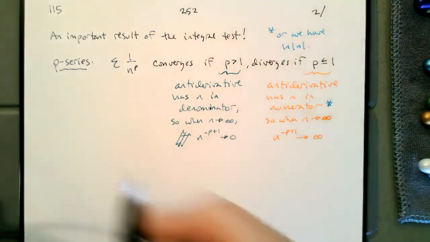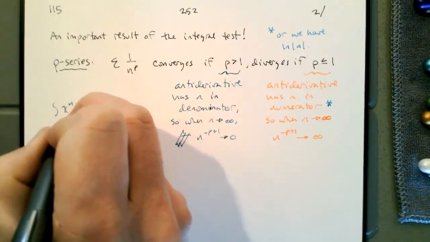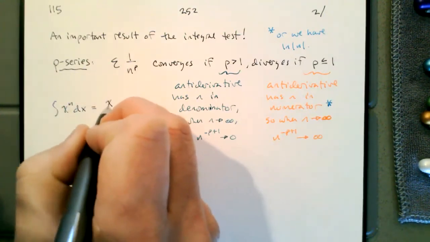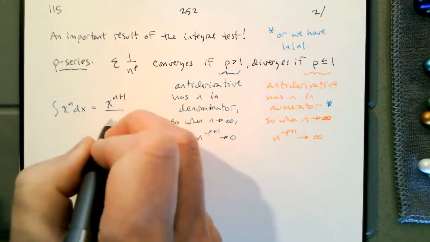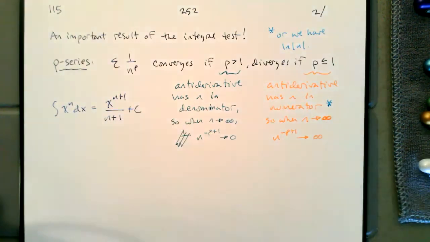So this is just going back to our antiderivative rules. The integral of x to the n dx is x to the n plus 1. We add 1 to the exponent and divide by the new exponent. So an important result of the integral test is that we get these p series.